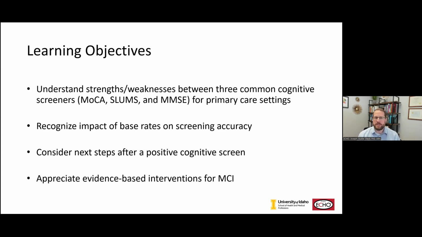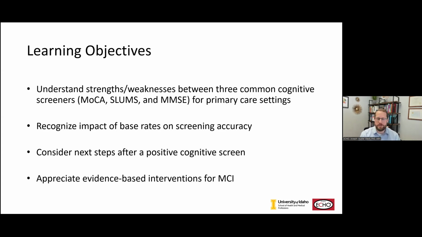Then we'll discuss, if we have a positive result, what are some recommended next steps? And here I want to tread cautiously. Again, I'm approaching this from a neuropsych perspective, and I realize there is a broader perspective out there, but I'll share some insights from what I've learned over the years of things that can be helpful. And then I want to do a little bit deeper dive into some evidence-based interventions for MCI specifically.